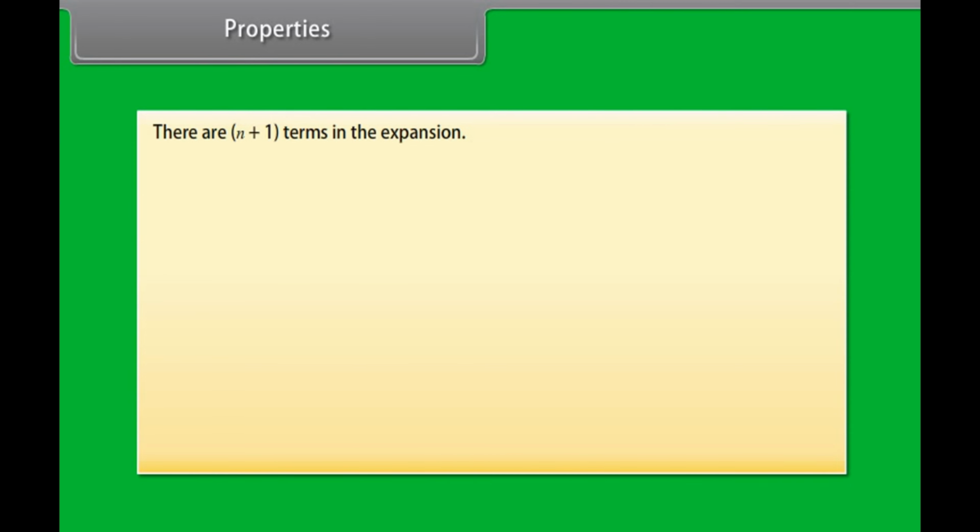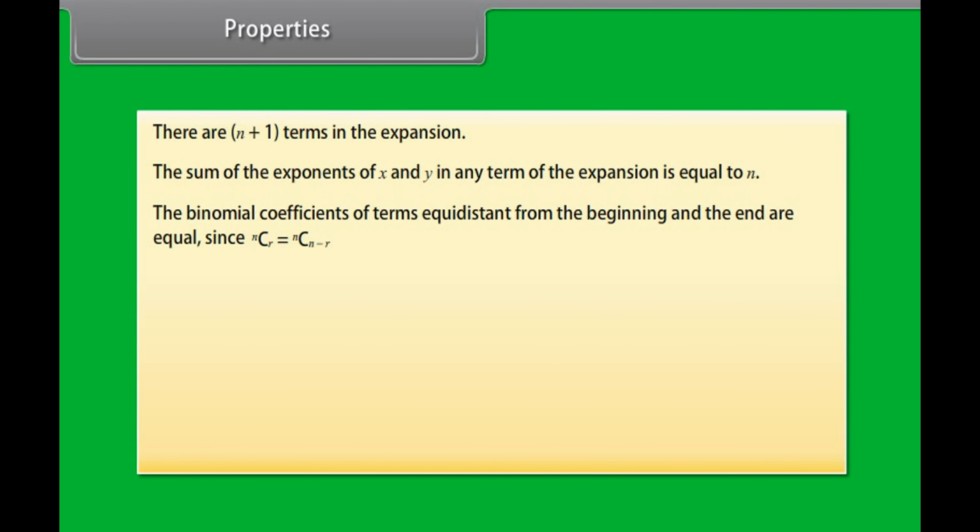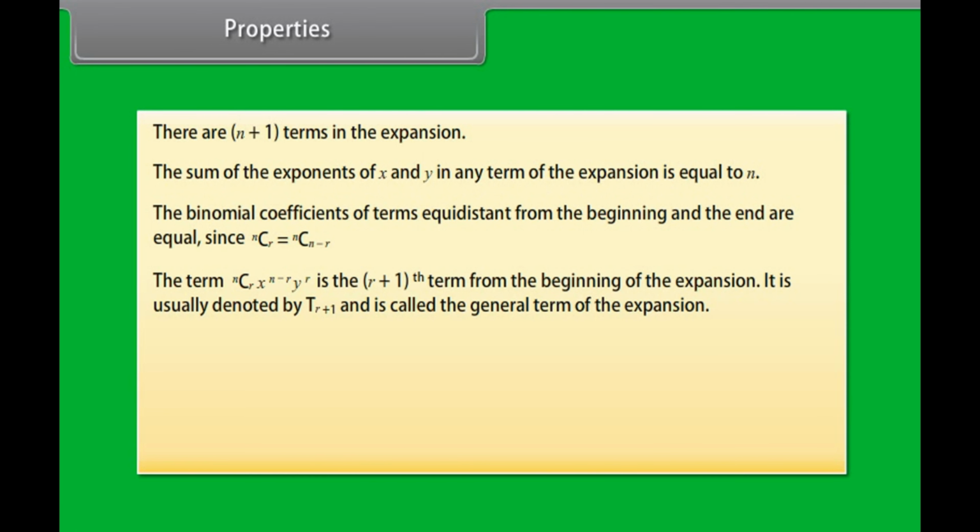Properties. There are n plus 1 terms in the expansion. The sum of the exponents of x and y in any term of the expansion is equal to n. The binomial coefficients of terms equidistant from the beginning and the end are equal, since nCr is equal to nC(n-r). The term nCr x^(n-r) y^r is the (r+1)th term from the beginning of the expansion.